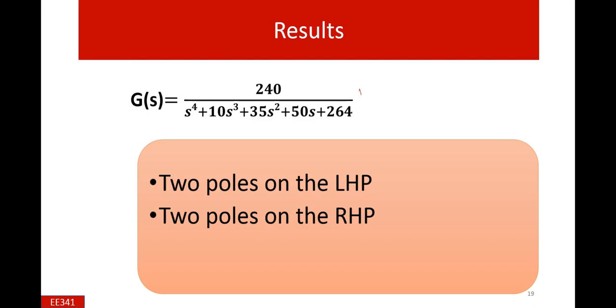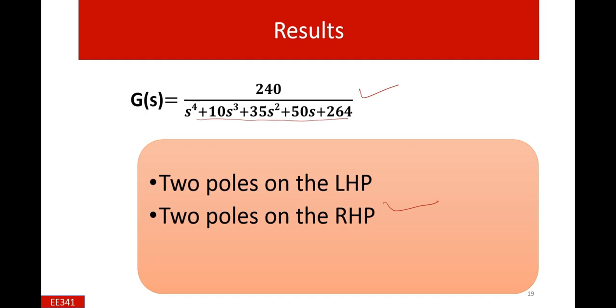Okay, this is the closed loop transfer function and this is the characteristic equation of order 4. Actually there are 4 poles. Without solving or factorizing, by using the RH criteria we found in the last slide that there are two sign changes. This indicates that there are two poles on the right half plane. So out of four poles, two poles lie on the right half plane. It means the system is unstable.